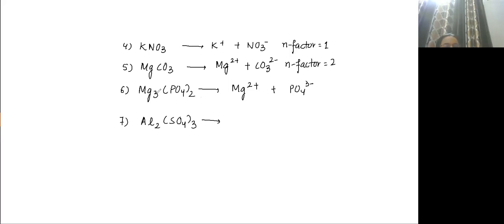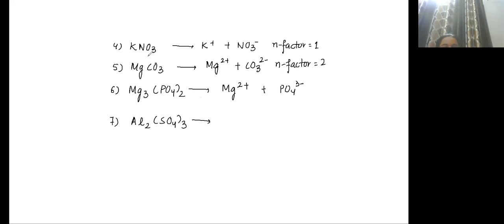How many magnesium is present? 3. And phosphate, PO4 3 minus, present is 2. Correct, good Krishna. All answers are correct. So this is 3 and this is 2. So what will be N factor?